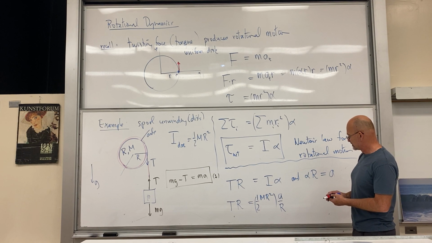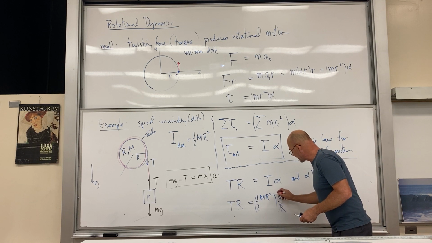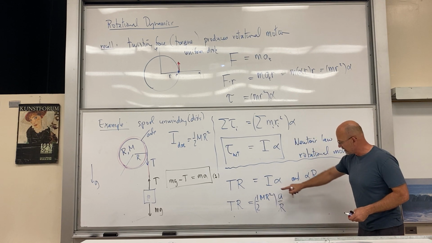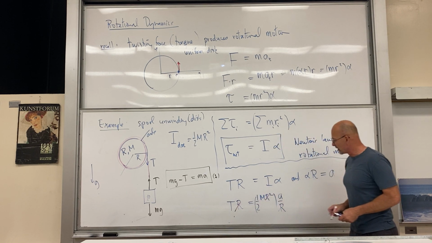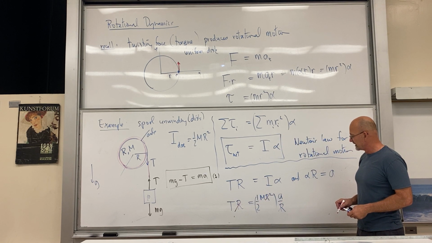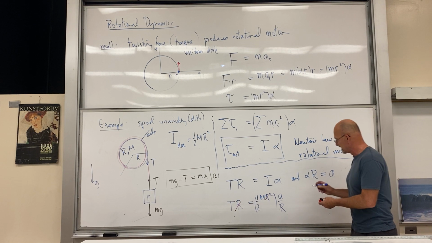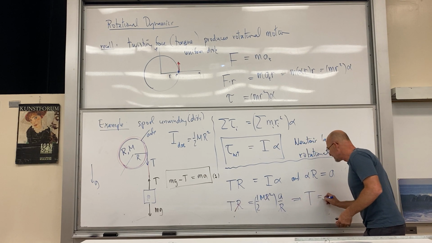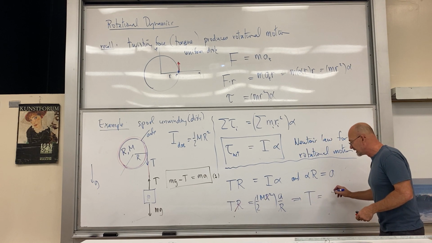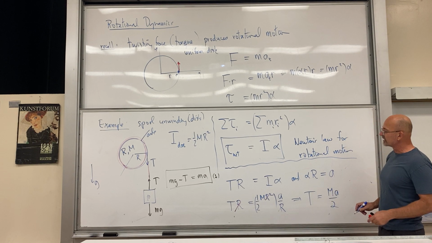And how much of this should I do? This cancels one of the R's, R squared over R. Then from both sides of the equation, we get both of them. Okay. So this equation, I'll go ahead and formulate as T is equal to MA divided by 2. That's all that's left in that equation.